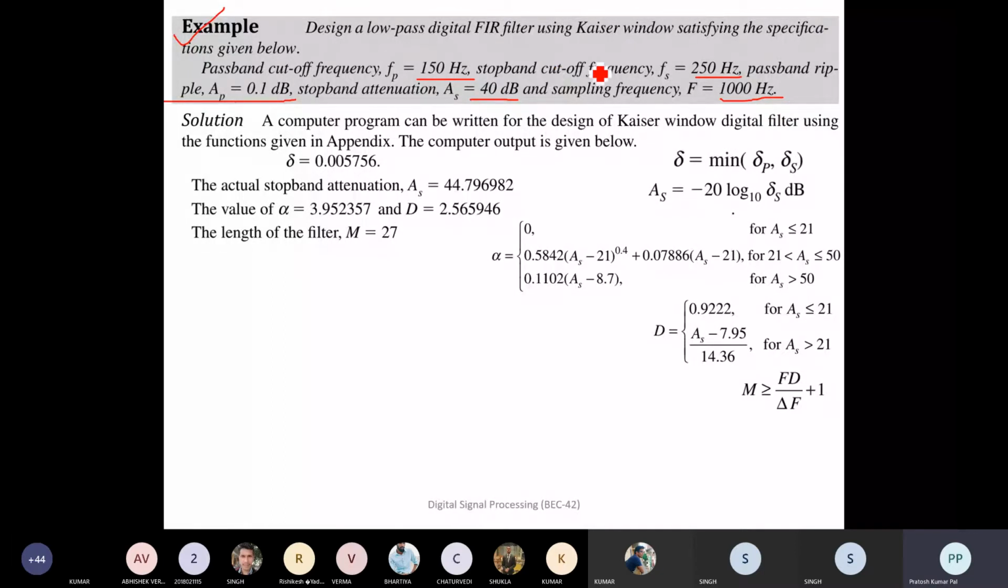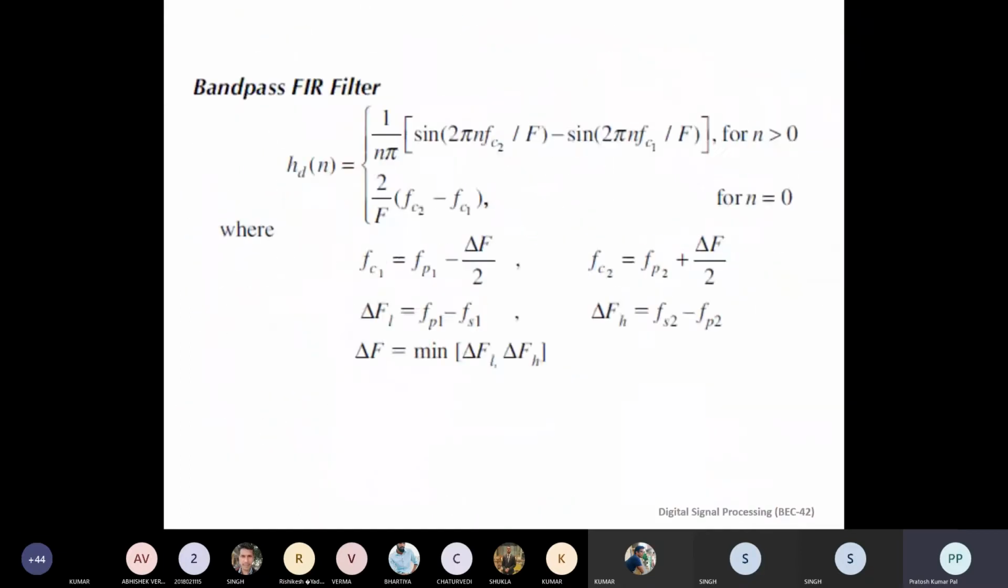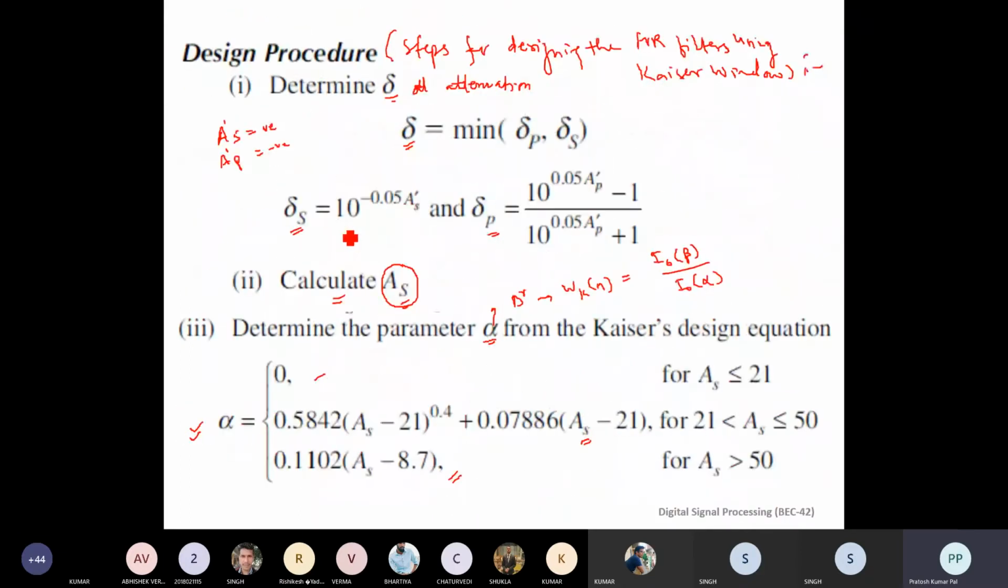So from there we will find the first step while proceeding with the design of any filter by using Kaiser window. The first step we have seen is that we need to find the delta. Delta will be the minimum of delta P and delta S. The exact values of delta P and delta S are not given, so we have to find delta S and delta P by using these two formulas.